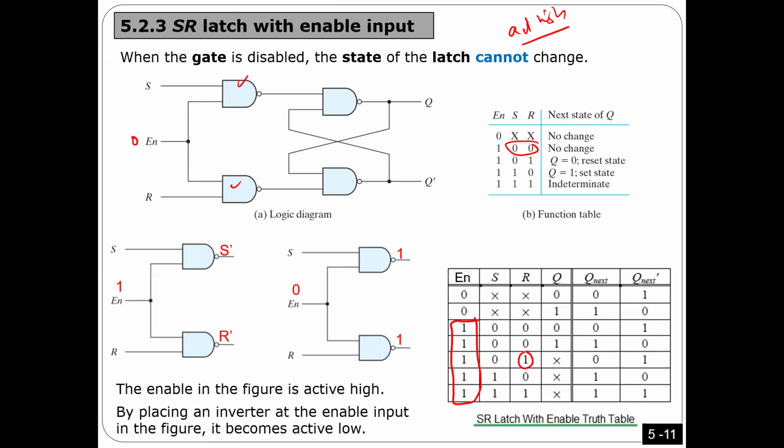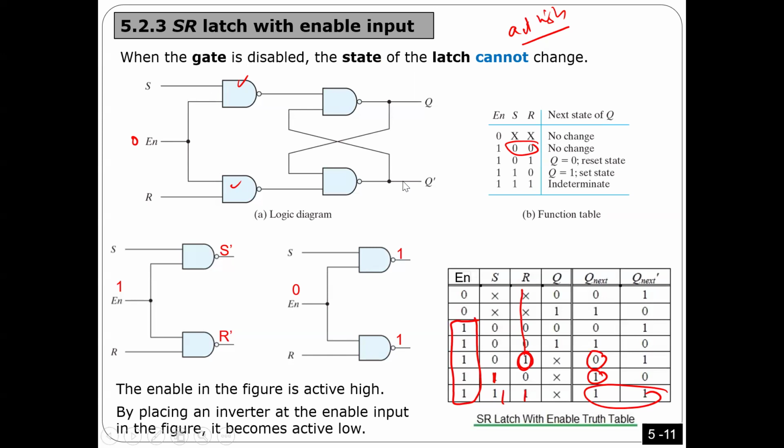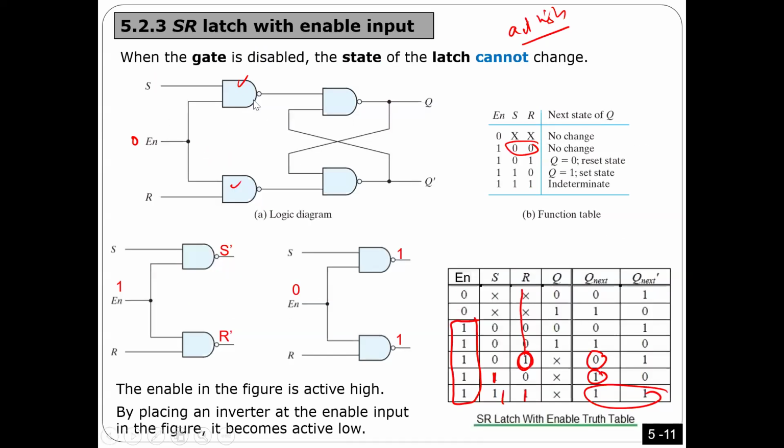And then now, if you have one here in R, you are making a reset. If you have one here, you are making a set. 1, 1 is the forbidden case because it should be 1. Any question? Again, I started from a very simple one, and then I added enable. Okay, guys? Also, this is an interesting part. You see, I started with a very simple one, and then I modified it to make this one.